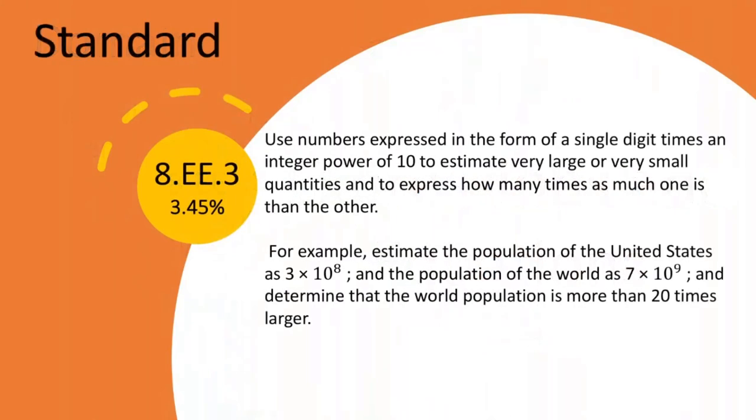Use numbers expressed in the form of a single digit times an integer power of 10 to estimate very large or very small quantities and to express how many times as much one is than the other. For example, estimate the population of the United States as 3 times 10 to the power 8, and the population of the world as 7 times 10 to the power 9, and determine that the world population is more than 20 times larger.